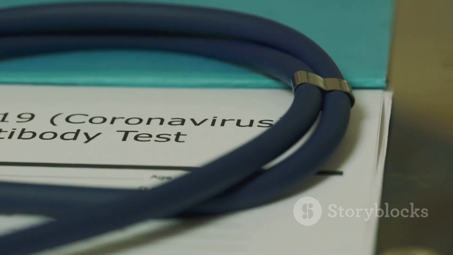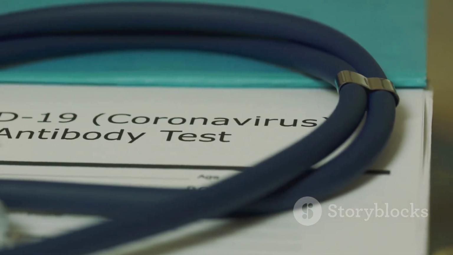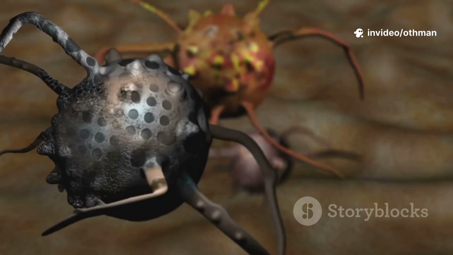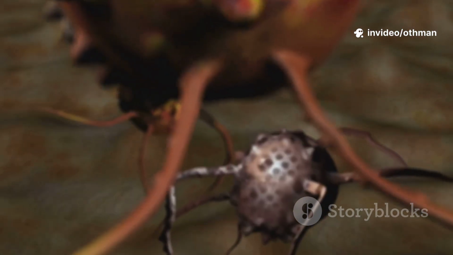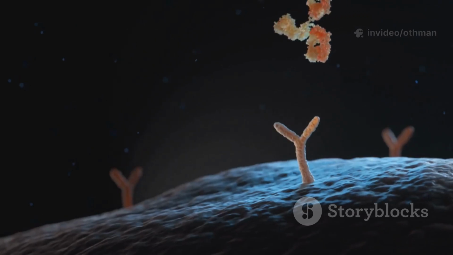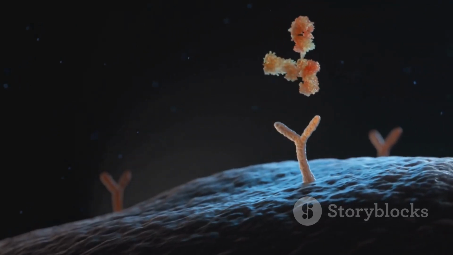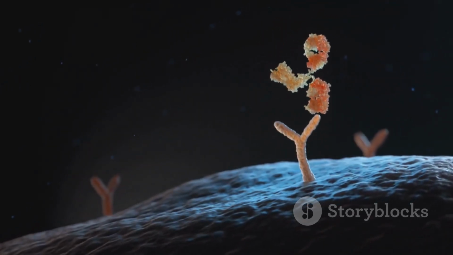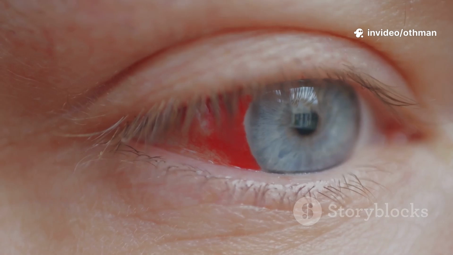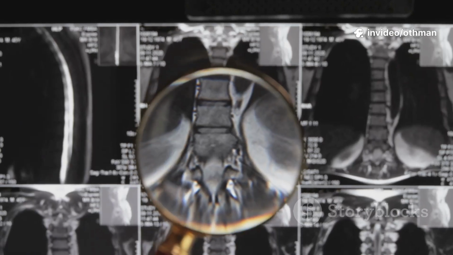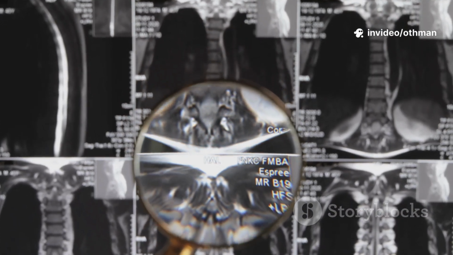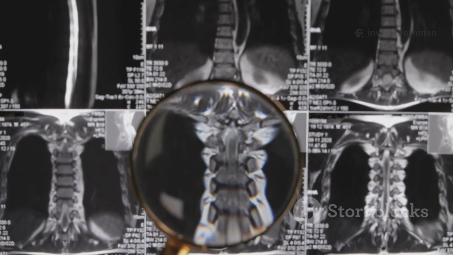Key test, AQP4 IgG, also called anti-NMO. It targets aquaporin 4 water channels on astrocytes, the brain's water gatekeepers. Binding triggers inflammation and complement injury, damaging astrocytes and disrupting the blood-brain barrier. Result, optic neuritis, painful vision loss. And in the cord, a longitudinally extensive lesion, LETM.